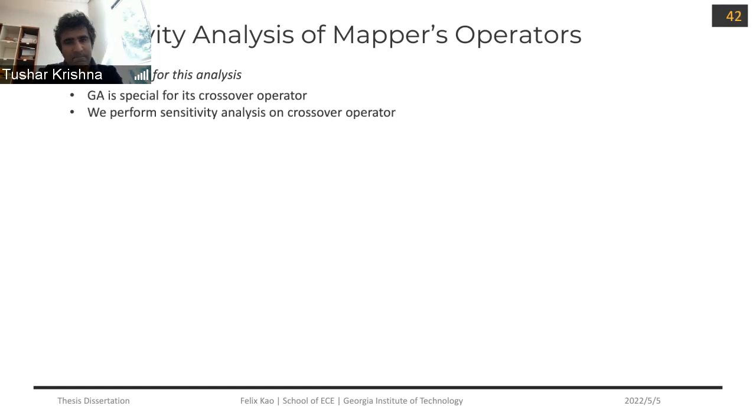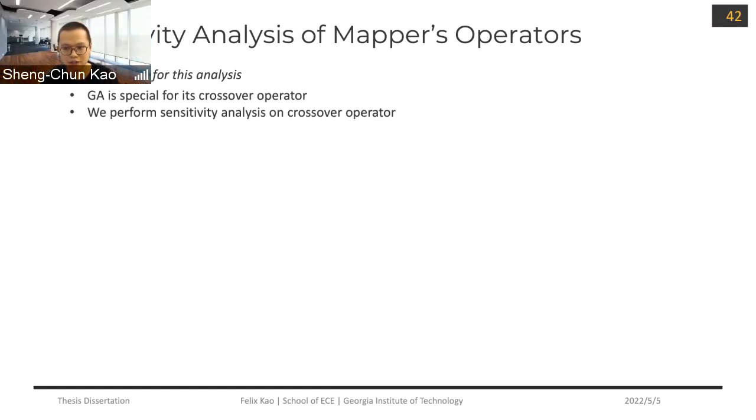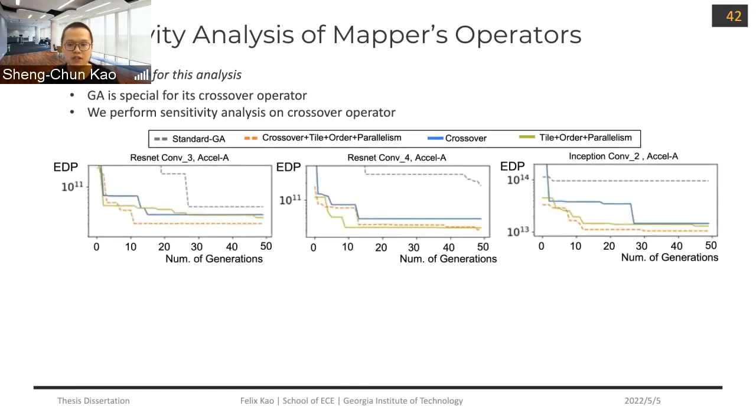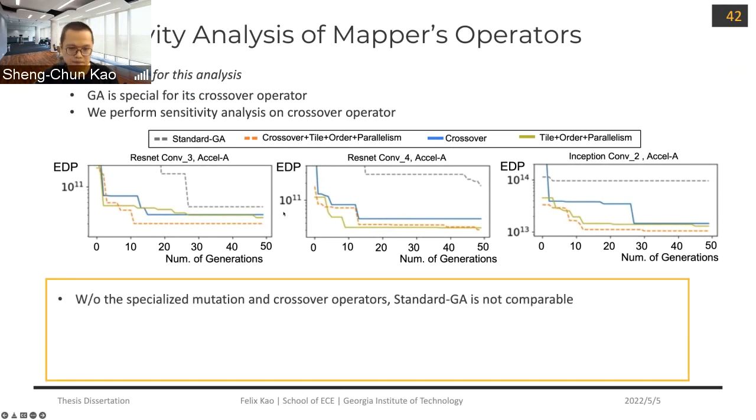So the special operator in genetic algorithm is actually crossover. So here we show how crossover actually helps. Here we compare the performance of GAMMA, the orange curve, with all the operators enabled, the blue curve is only crossover, and the green curve is GAMMA without crossover. And we also show a data point of standard GA. First, standard GA performed the worst. So without the specialized mutation and crossover operators that we discussed in GAMMA, standard GA is not really comparable in terms of performance.